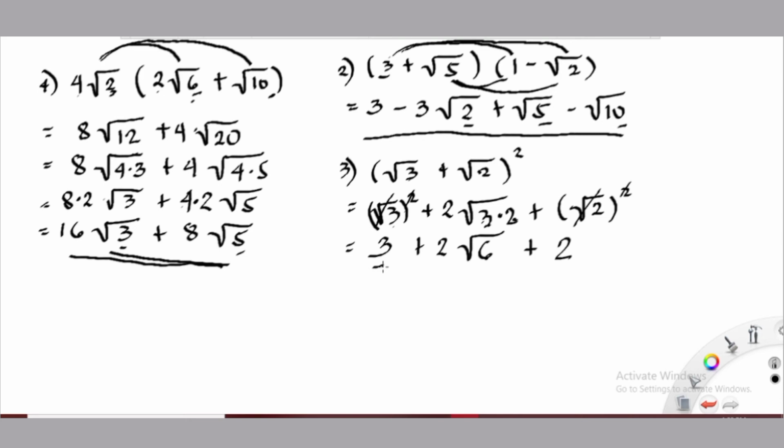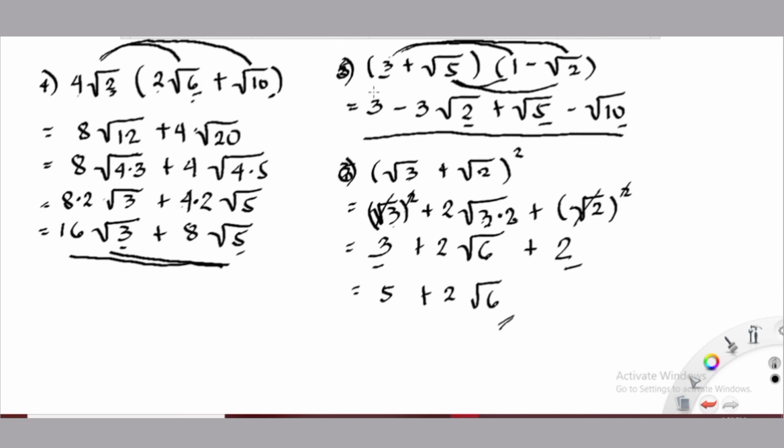Combine like terms. So, we have here 2 constants. We can combine them. So, 3 plus 2, that will give us 5. And then, ito, copy lang. Just copy 2 square root of 6. So, this is our final answer. 5 plus 2 square root of 6. Oh, by the way, nagkamali ko numbering. This is 4, number 5 na dapat, and then this is number 6. Okay, I'm sorry for that.